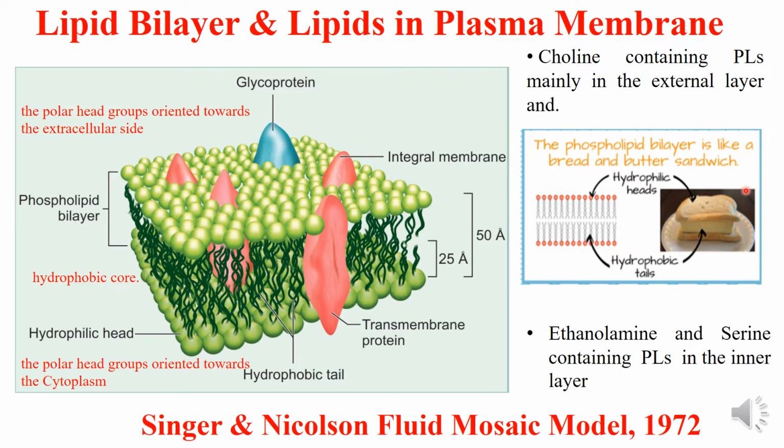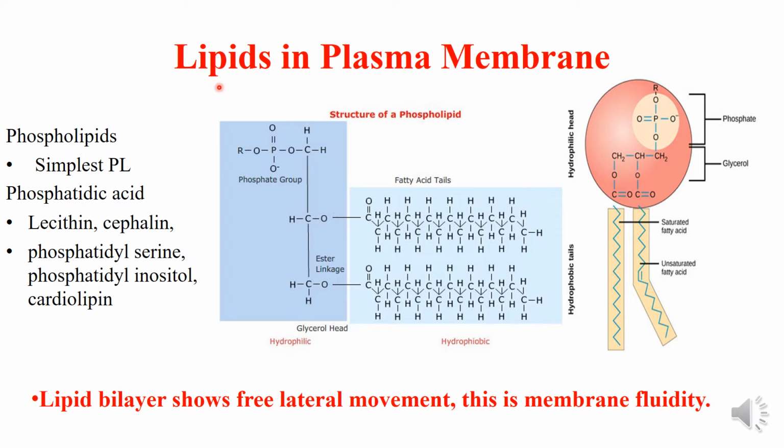Now the phospholipids that are mainly present in the external layer are choline containing phospholipids, and ethanolamine and serine containing phospholipids are found in the inner layer. This model was proposed by Singer and Nicolson, and it is known as the fluid mosaic model, and it was proposed in 1972. Now phospholipids. The simplest phospholipid is phosphatidic acid. The other examples include phosphatidylserine, phosphatidylinositol, cardiolipin, etc.